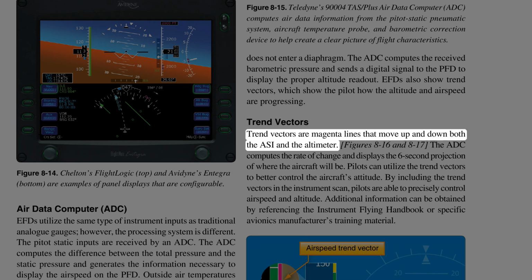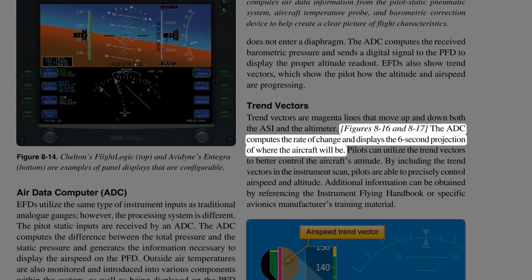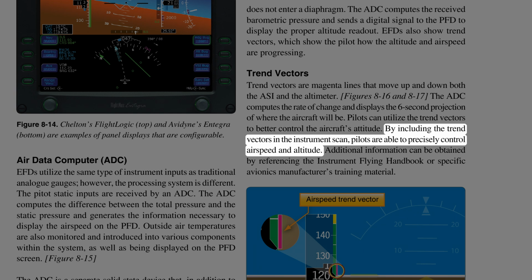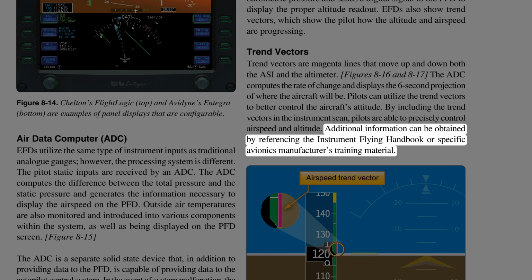Trend vectors. Trend vectors are magenta lines that move up and down both the airspeed indicator and the altimeter. Figures 8-16 and 8-17. The ADC computes the rate of change and displays the 6-second projection of where the aircraft will be. Pilots can utilize the trend vectors to better control the aircraft's attitude. By including the trend vectors in the instrument scan, pilots are able to precisely control airspeed and altitude. Additional information can be obtained by referencing the Instrument Flying Handbook or specific avionics manufacturer's training material.